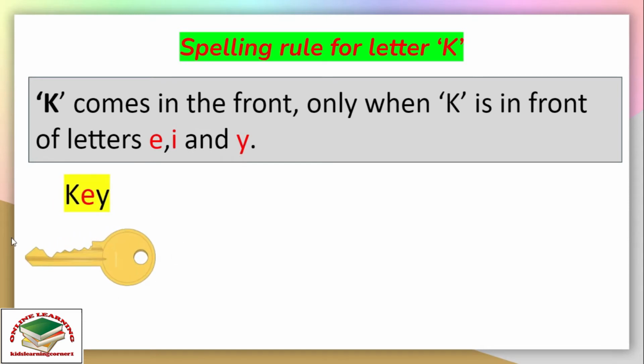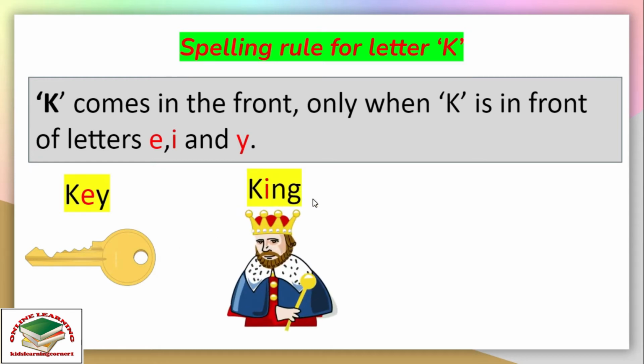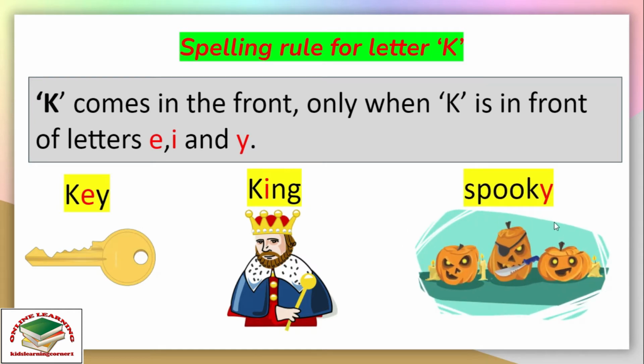For example, keys. Here K is in front of letter E. King. Here K is in front of letter I. Spooky. Here K is in front of letter Y. What is the rule? K comes in the front only when K is in front of letters E, I and Y.